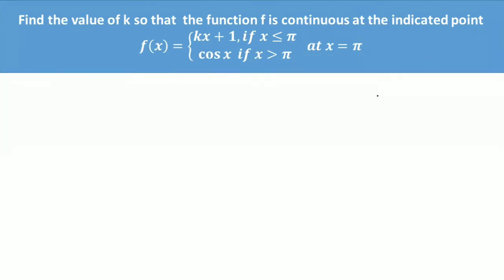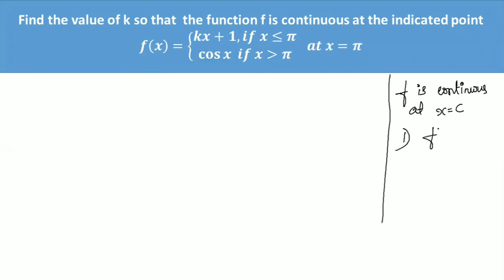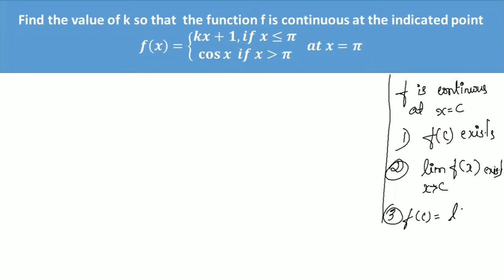First things first, you have to remember the definition of a function being continuous at x is equal to c. It should satisfy 3 conditions. First, f of c exists. Second, limit f of x as x tends to c exists. And third, f of c should be equal to the limit of f of x. Let me see who will give me the answer first.